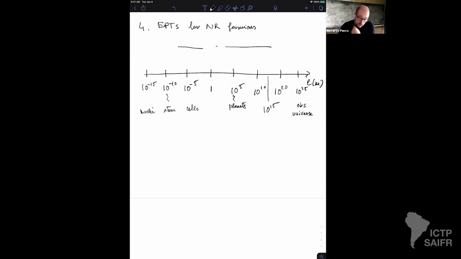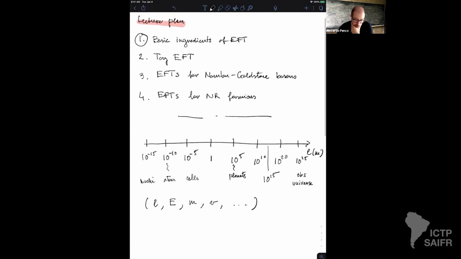And so this procedure of decoupling can be implemented by relying on hierarchies in length scales, as I said, or energies, as we more often do in particle physics. But you can also rely on hierarchies between masses or velocities, say, compared to the speed of light, and so on and so forth. Pretty much any dimensionful quantity will do from this viewpoint. Okay?